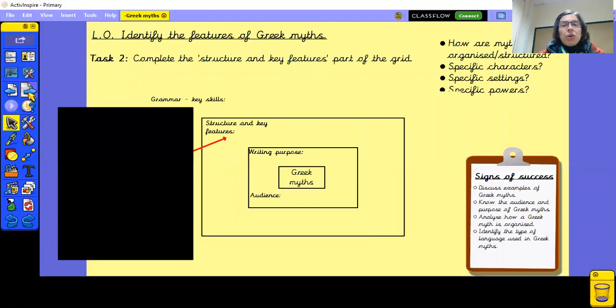Now we're going to move on to task 2. So task 2 is to complete the structure and key features part of the grid. So previously we've done audience and writing purpose. Now we're going to complete the structure and key features. So over the last days, you read different Greek myths or you heard some Greek myths. So you might have an idea already about the structure. So please pause the video and take some time to complete this part. And I will catch up with you very soon.